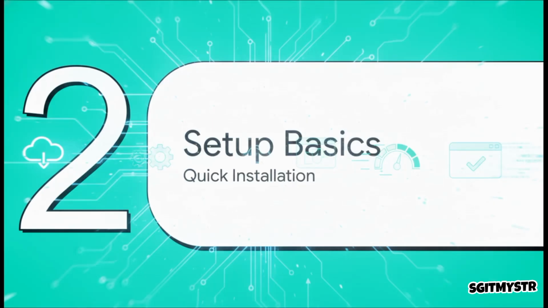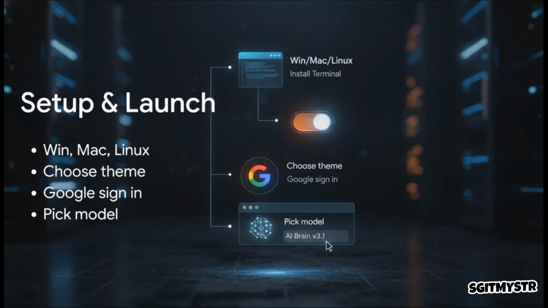Moving right along to Section 2, quick setup and installation. Let's briefly look at how you get this public preview running on your local machine, because it is designed to be incredibly frictionless. The platform is currently a free public preview available across Windows, macOS, and Linux, and you can easily install it on Ubuntu via a few quick terminal commands. The first time you launch the app, the whole setup is just seamless. You simply choose your preferred editor theme, sign in with your Google account, and crucially, you actually get to pick your default AI model right at launch.